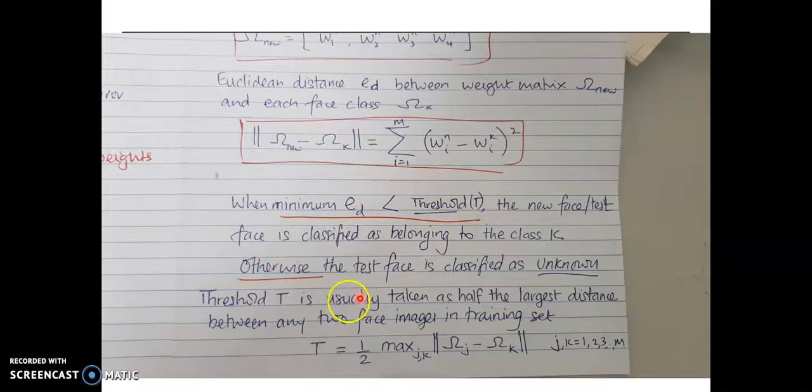Now, this threshold T is usually taken as half the largest distance between any two faces in the training set. So we compute the largest distance between the weights of any two faces in the training set, and we divide it by 2. We get a possible threshold to use in this algorithm.